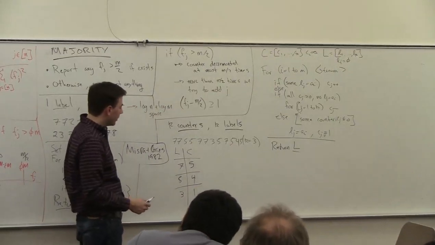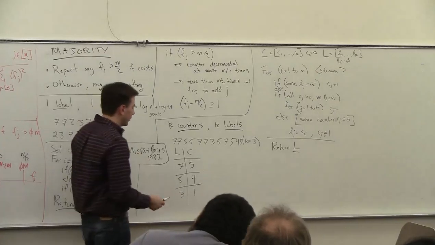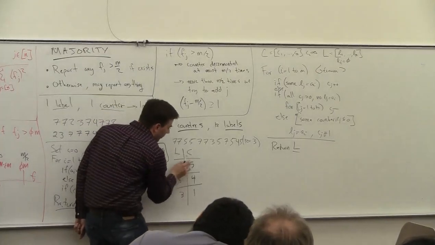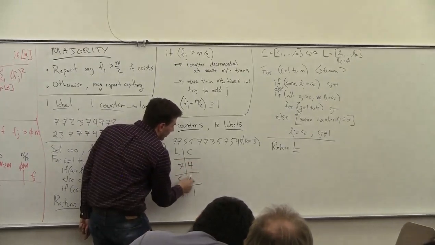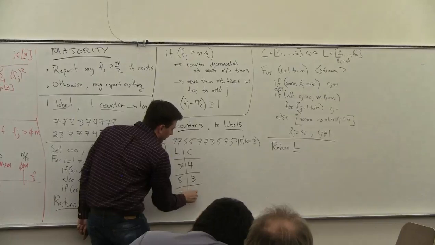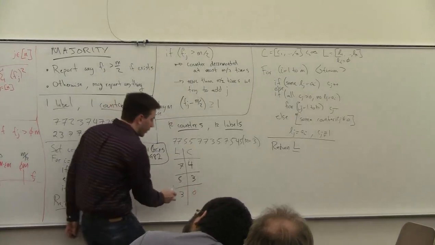Now we don't have anything to keep track of this, so we decrease all the counters. We're going to decrease this to 4, this to 3, and this to 0. And this counter is 0, so we can now replace it with 4.